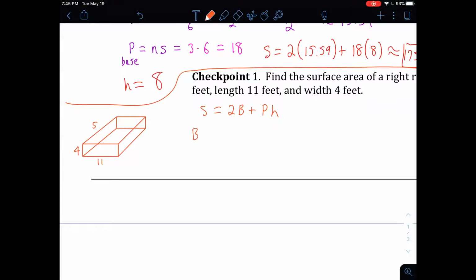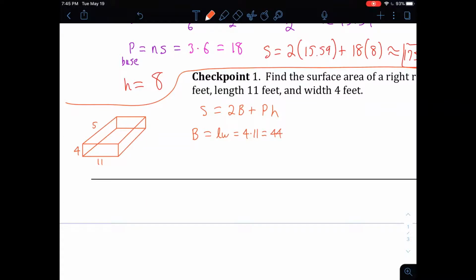So, area of the base. Well, the base is this section right down here, the rectangle. So how do you find the area of a rectangle? Area of a rectangle is just length times width. And what's 4 times 11 going to be? That's just going to be 44.